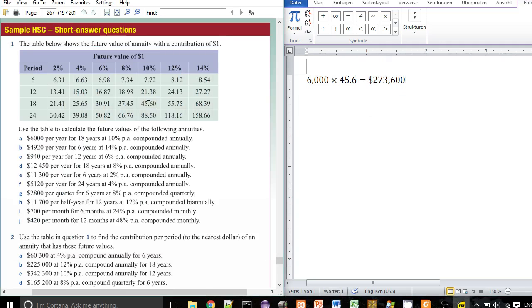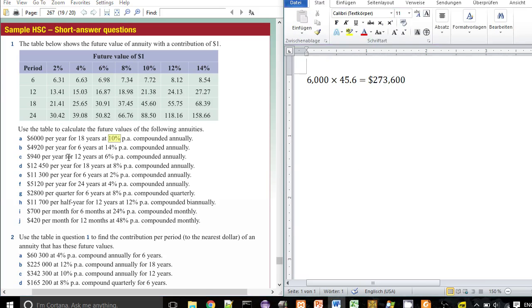Okay, so that's how much it will be worth if you invest $6,000 every year for 18 years, and you're also getting 10% per annum every year. As it increases, you'll end up with this much at the end. Okay, let's skip down to one that's not per year. Oh, I'll do one more that's per year.